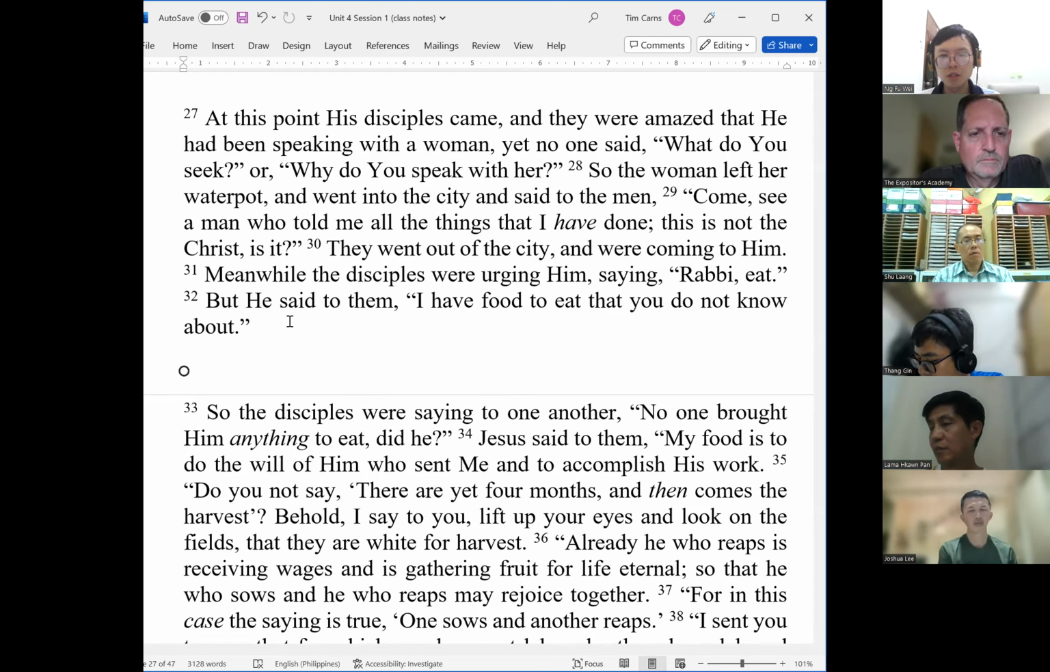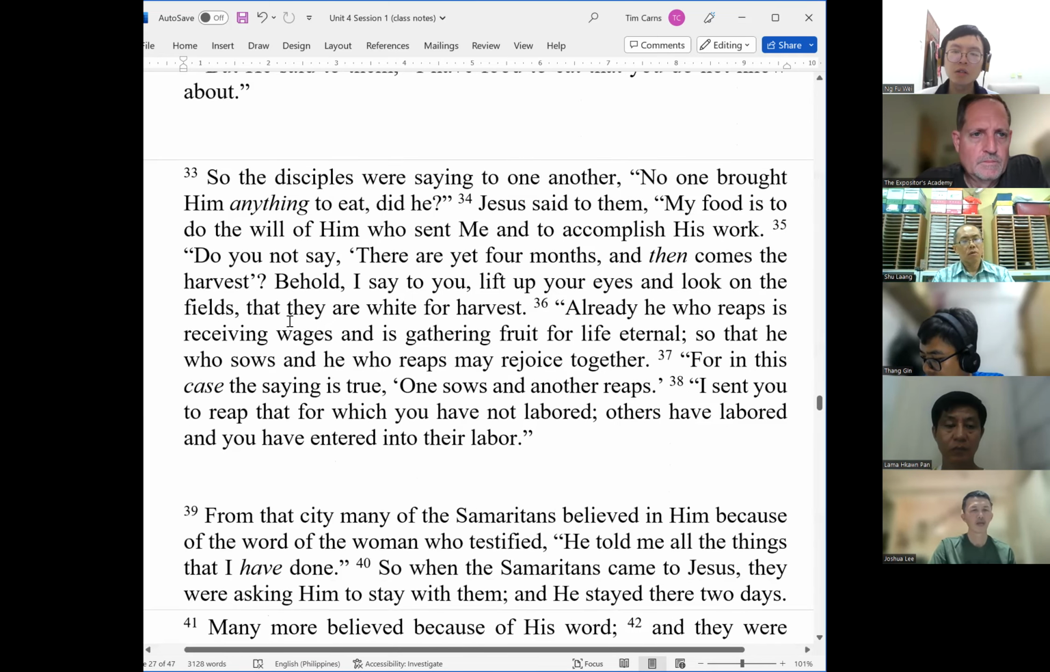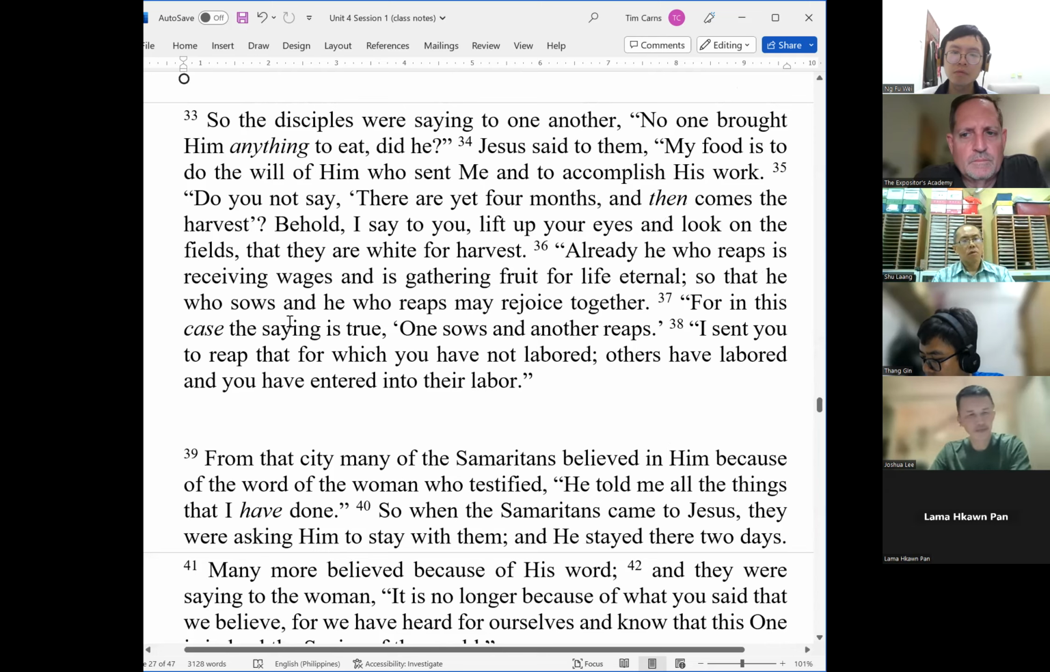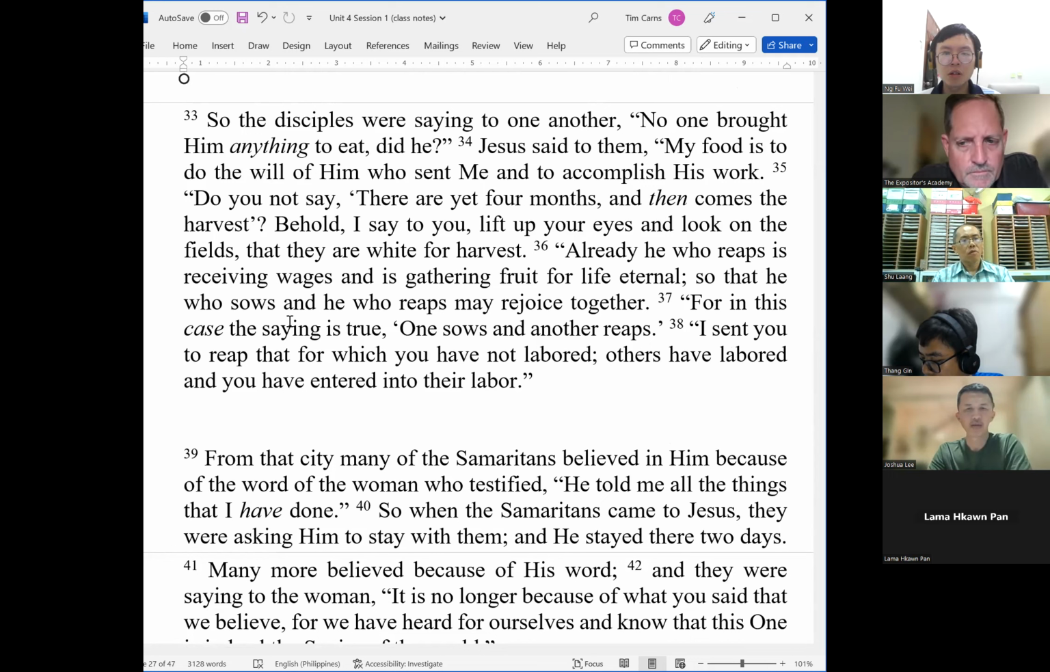Meanwhile, the disciples were urging him, saying, "Rabbi, eat." But he said to them, "I have food to eat that you do not know about." So the disciples were saying to one another, "No one brought him anything to eat, did he?" Jesus said to them, "My food is to do the will of him who sent me and to accomplish his work. Do you not say there are yet 4 months, and then comes the harvest?"